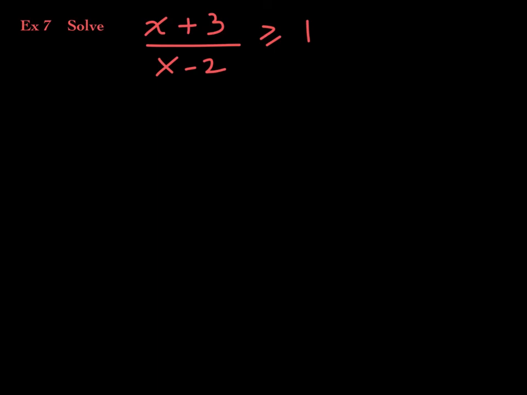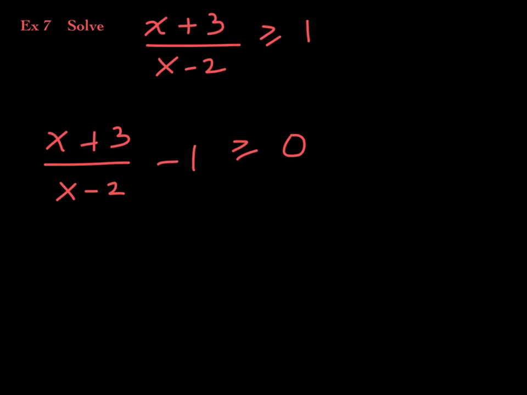All right, we made it to the last example. It's (x + 3)/(x - 2) is greater than or equal to 1. Now, just a reminder, we don't want a 1 over there. We want a 0. So what I'm going to do is subtract 1 from both sides so that I can get a 0. When I subtract a 1 from both sides, I get (x + 3)/(x - 2) - 1 is greater than or equal to 0. Now, that's good. That 0 is good.